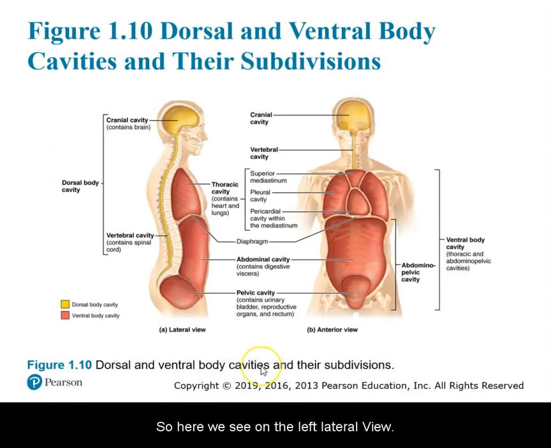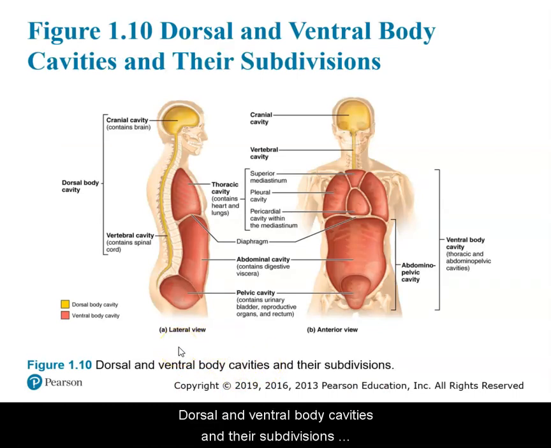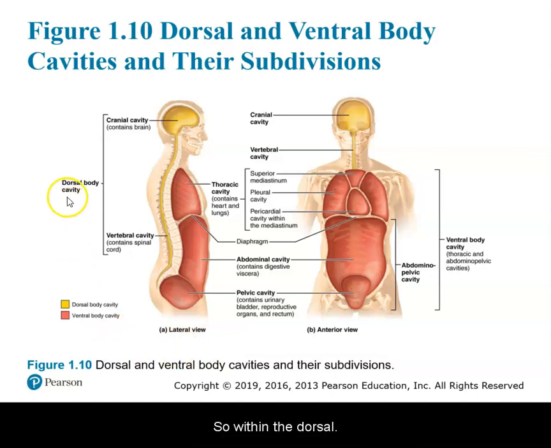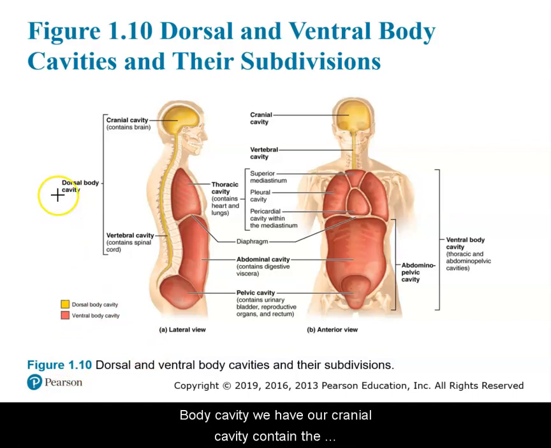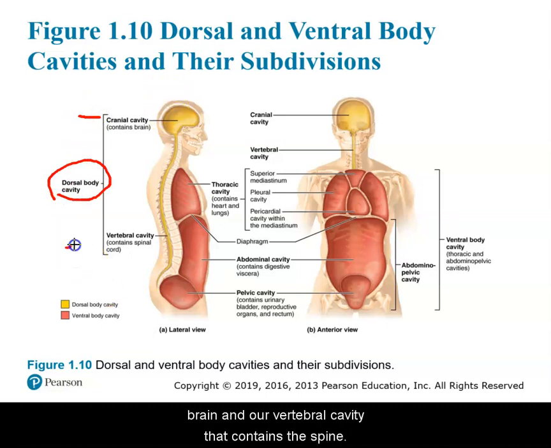So here we see on the left a lateral view of the dorsal and ventral body cavities and their subdivisions. Within the dorsal body cavity, we have our cranial cavity containing the brain and our vertebral cavity that contains the spinal cord, all located within the dorsal body cavity. It's nice this is color coded. We can see dorsal is in yellow, whereas the ventral body cavity is in this reddish orange color. And we'll talk about the different subdivisions within the ventral body cavity.